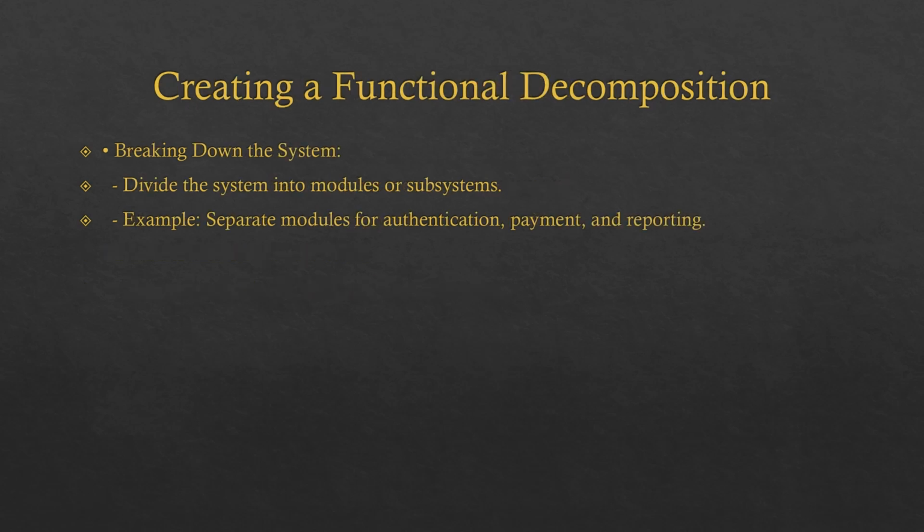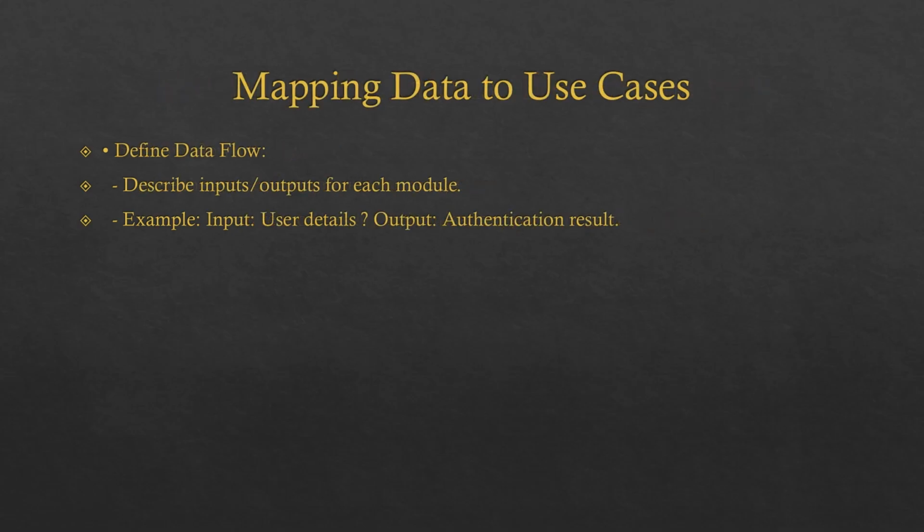Functional decomposition involves breaking the system into smaller, manageable modules. For example, an e-commerce system might have separate modules for user authentication, inventory management, and payment processing. Mapping data to use cases involves detailing the inputs and outputs for each system module. For instance, the authentication module might accept user credentials as input and return authentication results as output.